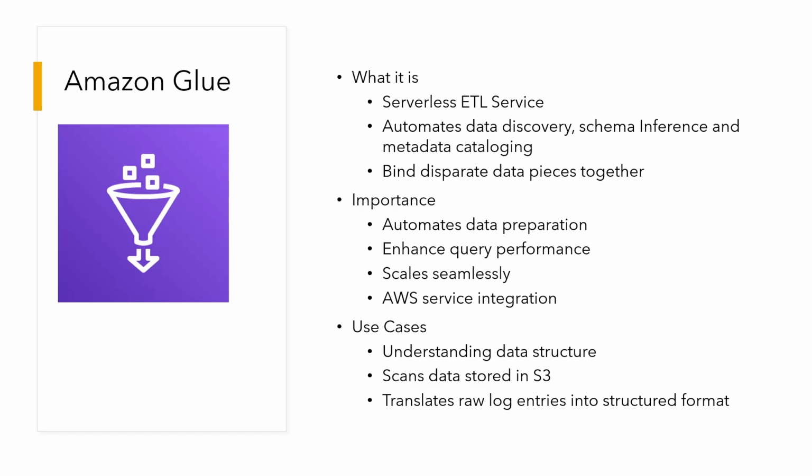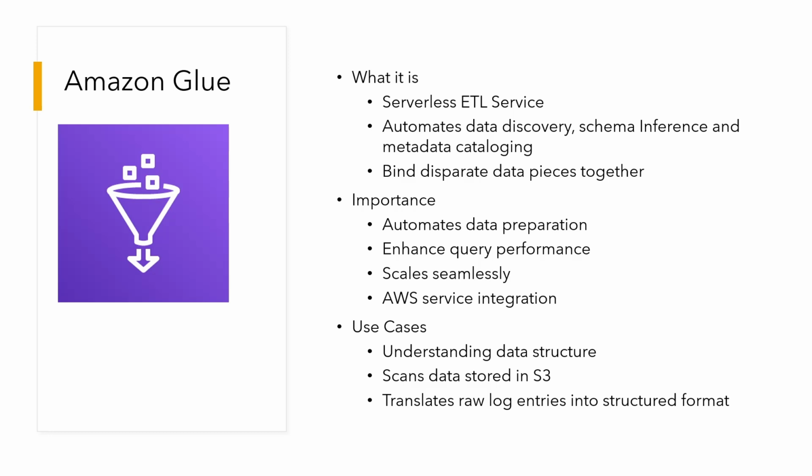And without these steps, querying unstructured logs becomes inefficient and prone to errors, which can make it difficult to derive meaningful insights. And Glue is crucial here because it automates data preparation by handling tasks like schema inference, data cataloging, and transformation. And it does all of that automatically. And by doing that, it significantly reduces manual effort and the potential for human error.